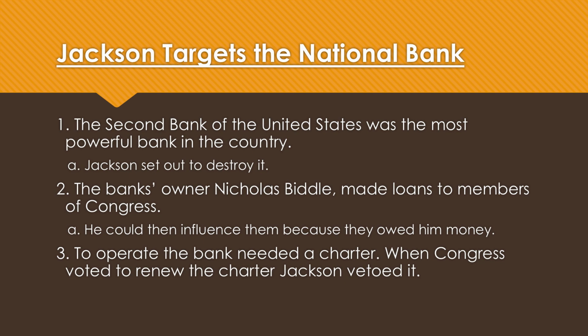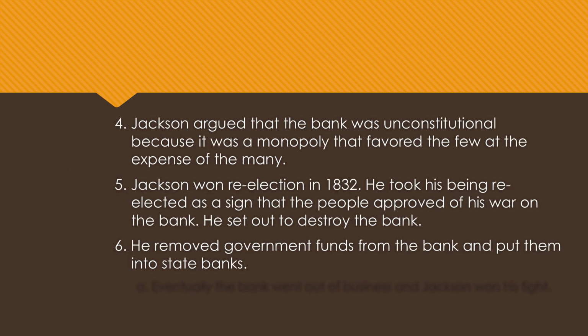And Andrew Jackson wants to do everything he can to make sure that the bank does not succeed. When Congress voted to renew the charter, Jackson vetoed it. So he uses his presidential power to get rid of their bank charter. Jackson argued that the bank was unconstitutional because it was a monopoly that favored the few at the expense of the many.